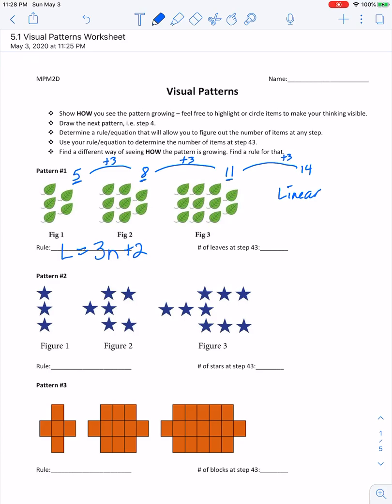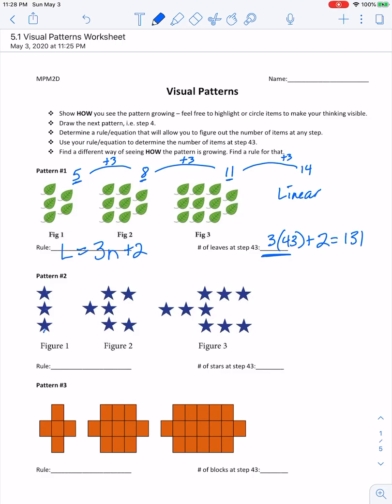I will also leave you to figure out what the number of leaves is in step 43, but you would do 3 times 43 and then add 2 to that answer. Wow, I guess that's 131. Okay, so let's take a look at the next one.